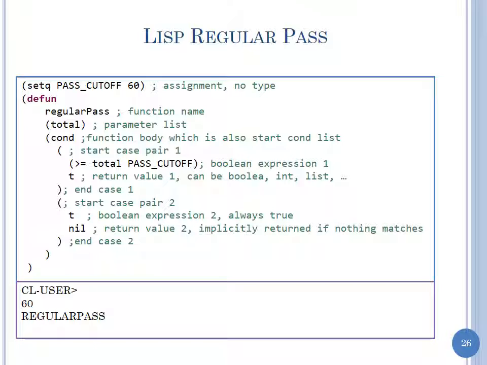What are the elements of it? Well, the name of the function, we'll call it regular pass. The parameters, which is a sublist within this bigger list, and we have only one parameter called total. And then we need the body of the function, what gets evaluated to return the function value. That body happens to be a conditional expression, and the conditional expression itself is a sublist there.